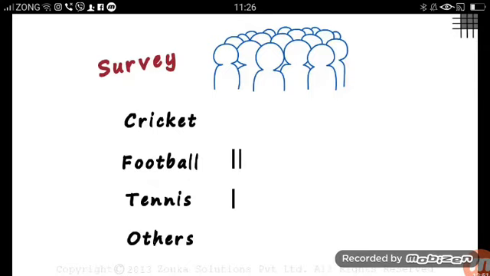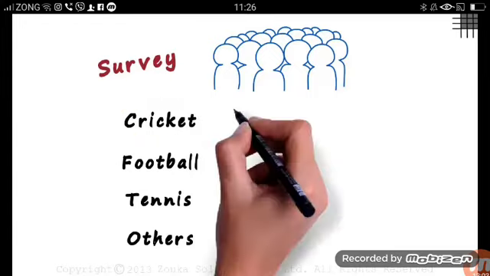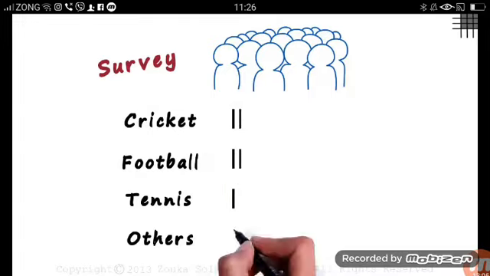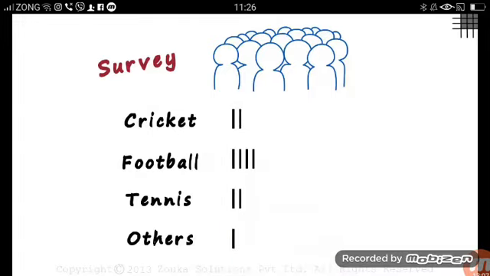Notice that in this case, we just don't have to think what the previous number was. We just draw a line when a person names his favorite sport. The next 2 guys say cricket, so we put 2 vertical lines next to cricket. And the list goes on. So until now, 2 people have said cricket, 4 people have said football, 2 people have said tennis, and 1 person likes some other sport.